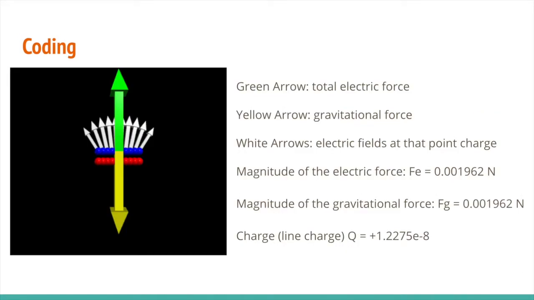The blue circles represent the upper tape, while the red circles represent the lower tape. The green arrow is the total electric force, the yellow arrow is the gravitational force, and the white arrows are the electric fields at each point charge. The magnitude of the electric force found by this model was 0.001962 newtons. The magnitude of the gravitational force was 0.001962 newtons, and the charge was 1.2275 times 10 to the negative 8th.